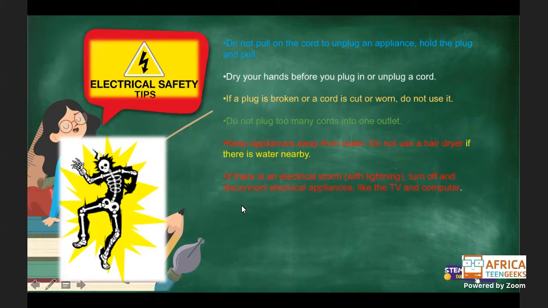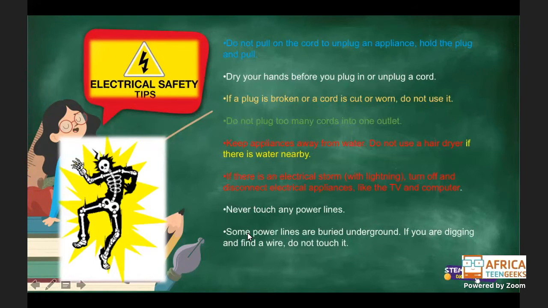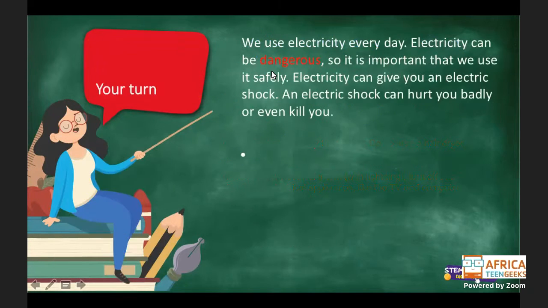If there is an electrical storm with lightning, turn off and disconnect electrical appliances like the TV and your computer, and do not touch your phone. Never touch any power lines. Some power lines are buried under the ground. If you are digging and find a wire, do not touch it. These are our electrical safety tips. Do not put anything into an outlet except a plug. Good. Now it's your turn.